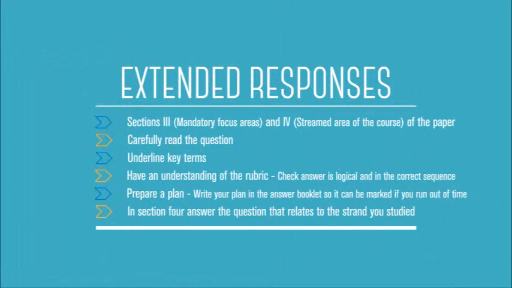And then section 4 is looking at the strand that you have studied. We have two strands in primary industries, a livestock health and welfare strand and a plants, pests and diseases strand.